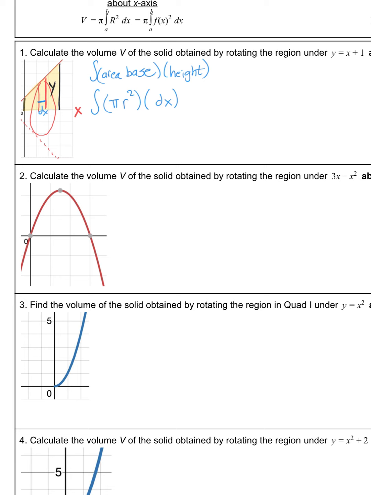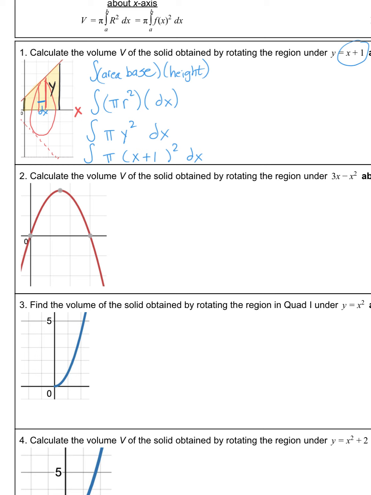Now we can replace the radius with y, so it's going to look like this: pi y squared dx. And then finally, we can plug in what y is equal to. I plug in right here, y is equal to x plus 1, so that goes right here. There is my integrand: pi times x plus 1 squared dx.